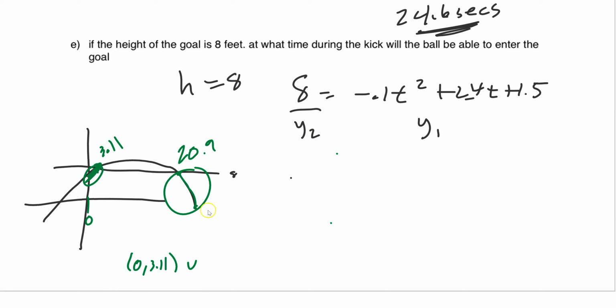20.9 seconds. Now remember, I know we hit the ground already. We did it earlier. It hits the ground at 24.6. So I can only make the goal between those two times, 20.9 and 24.6. The only time my soccer ball can actually make the goal is before we get to 8 feet and after we come back from 8 feet. That's the lesson.